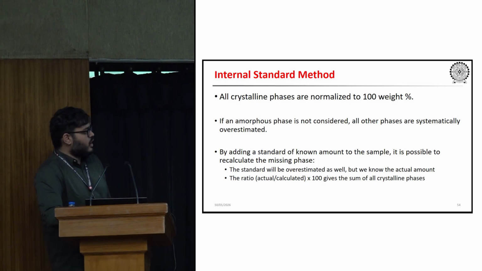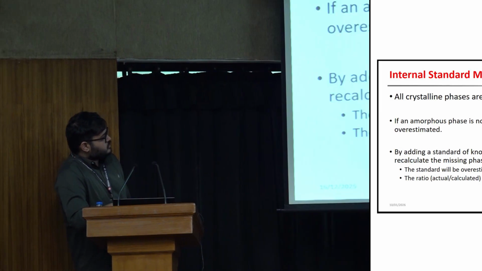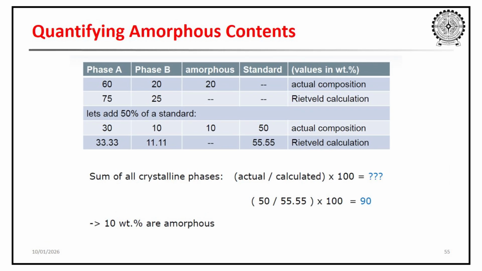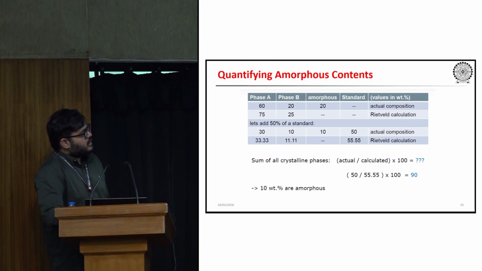So the ratio of the actual versus calculated, multiplied by 100, is going to give you the sum of all crystalline phases. For example, you have a sample with 60% phase A, 20% phase B, which are both crystalline, and you have your 20% amorphous content, right?